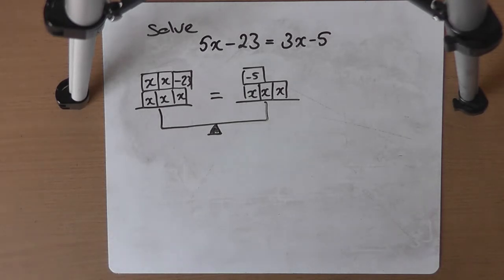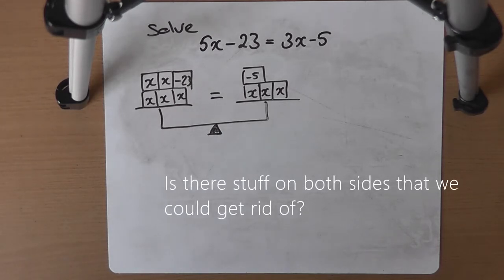We ask ourselves one very simple question, and that question is: is there stuff on both sides that we can get rid of? Because remember, there are 3 ways we can keep these balanced. We can either do nothing, which seems a bit pointless, we can get rid of the same amount of information on both sides, or we can add the same amount of information onto both sides. And getting rid of stuff seems like the best way to go with this. So, is there stuff on both sides that we can get rid of?